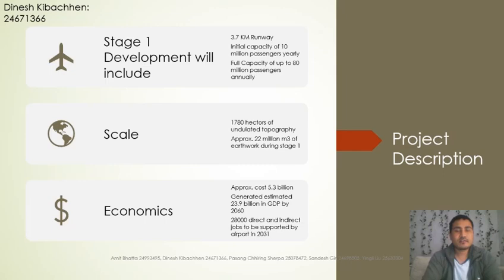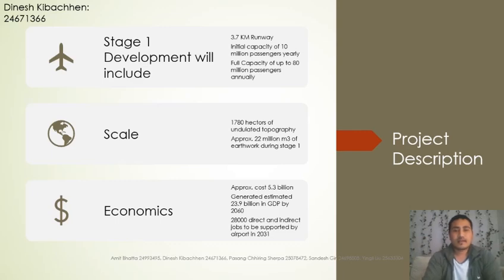The Stage 1 development will include construction of a 3.7 km runway. The airport has an initial capacity of 10 million passengers annually, which can reach up to 80 million passengers annually. The project is enormous. It spans up to 1780 hectares of undulated topography, and the earthworks can reach up to 22 million cubic meters.